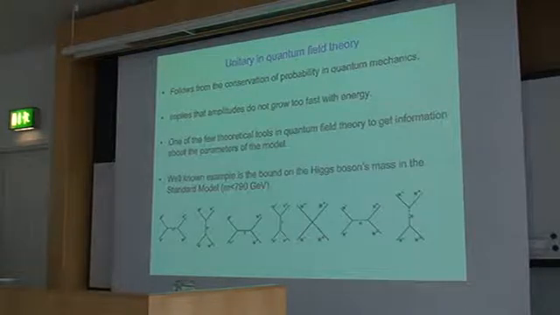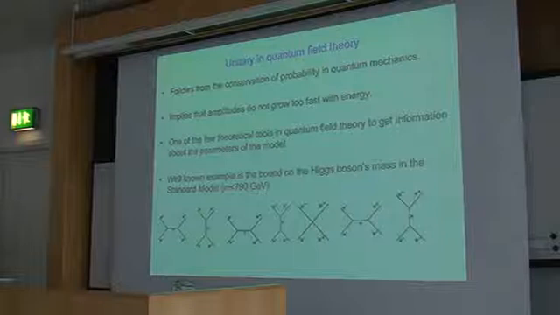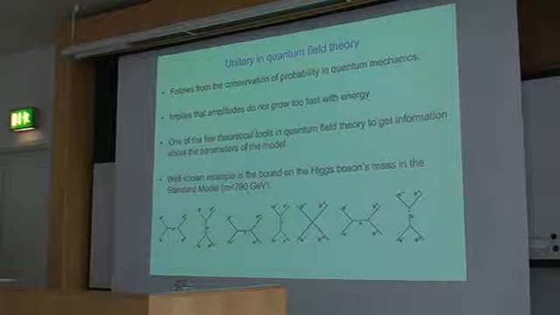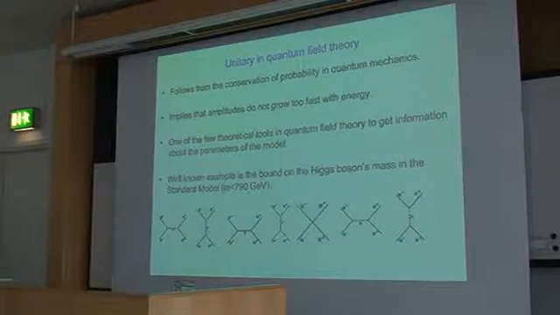So the tool we're going to be using is that of unitarity. And it's one of the very few theoretical tools we have to check the consistency of a model. Essentially, it follows from the conservation of probability in quantum mechanics, there's nothing wild about it. And it tells you that an amplitude cannot grow too fast with energy. So I'm simplifying things slightly, but that's roughly the idea. So it's one of the only theoretical tools we have to try to guess the potential value of some of the constants or parameters of your model.